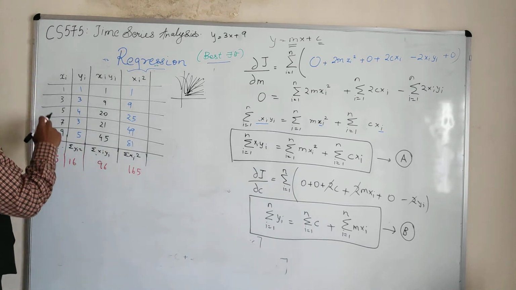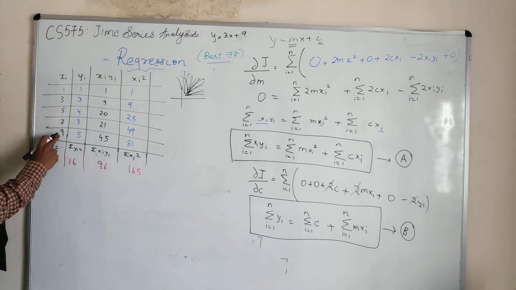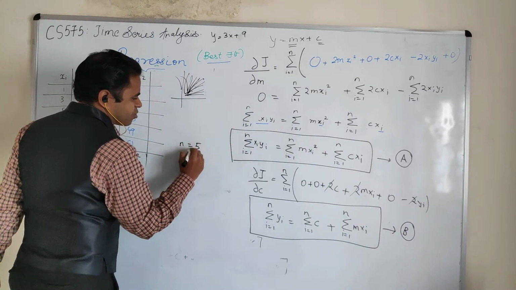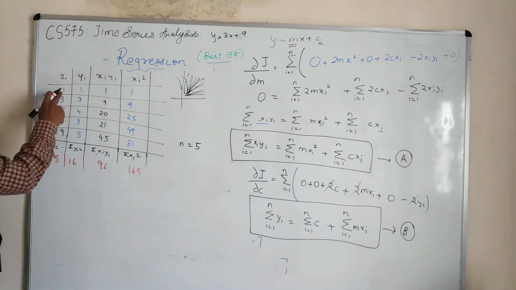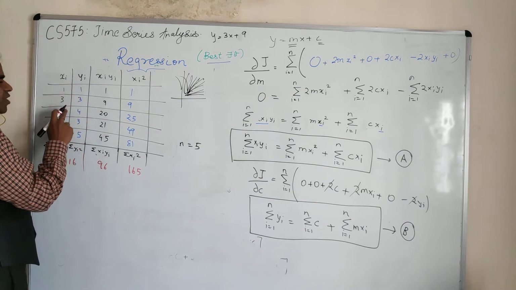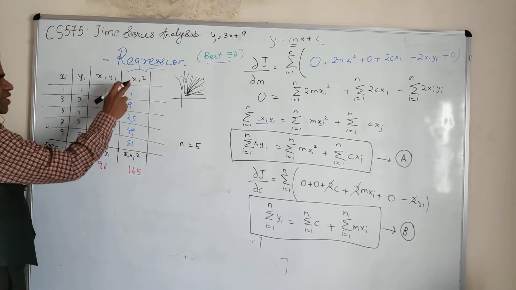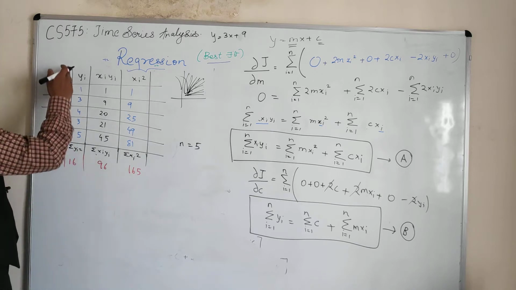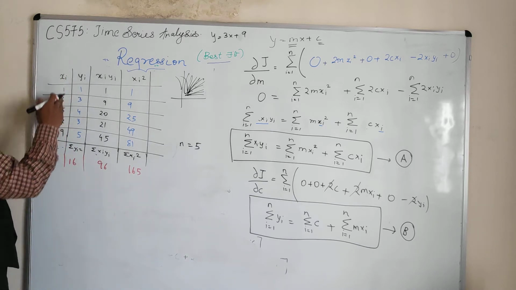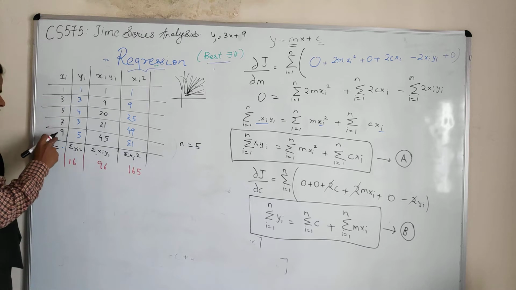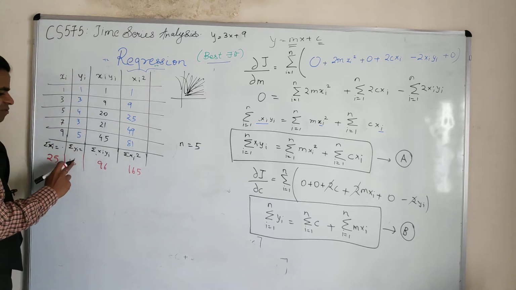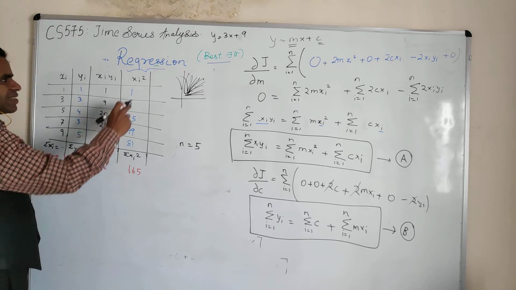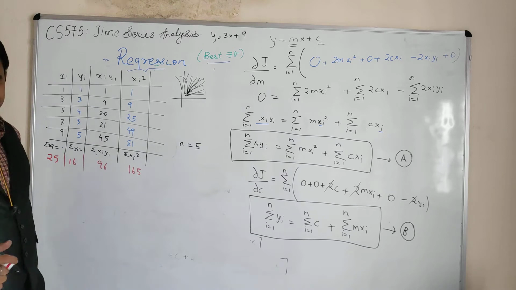In this case we have 5 points, 1, 2, 3, 4, 5, so n is equal to 5. Similarly, xi yi will be the multiplication: 1 into 1 is 1, 5 4s are 20, 9 5s are 45. And xi square, that is the square of x: 1 square, 3 square, 5 square is 25, 7 square is 49. Again we are taking the summation. Summation xi is the sum of 1, 3, 5, 7, 9, which gives us 25. Summation yi gives 16, summation xi yi gives 96, and summation xi squares gives 165.